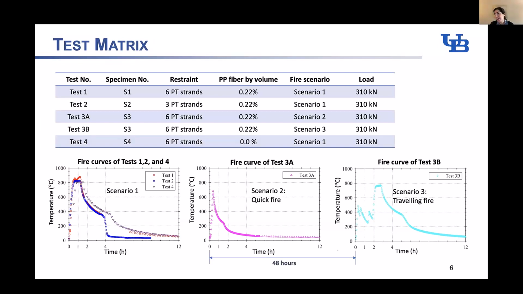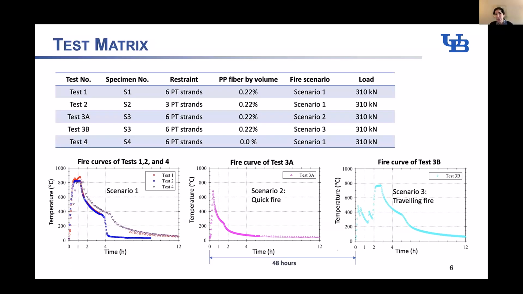Maximum temperature reached about 850 degrees Celsius, and it was kept at that temperature for 60 minutes, and then it followed natural cooling. Now, the parameters changed for the other tests. So in the second test, the number of strands changed. The idea behind that was the level of restraint in different tunnel sections. If you have a horseshoe, you have circular, you have rectangular, that would change.